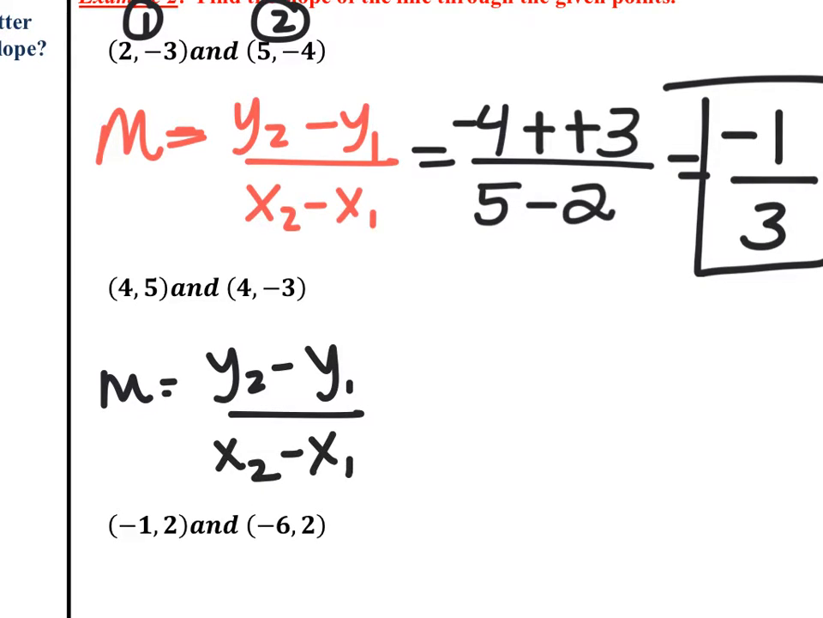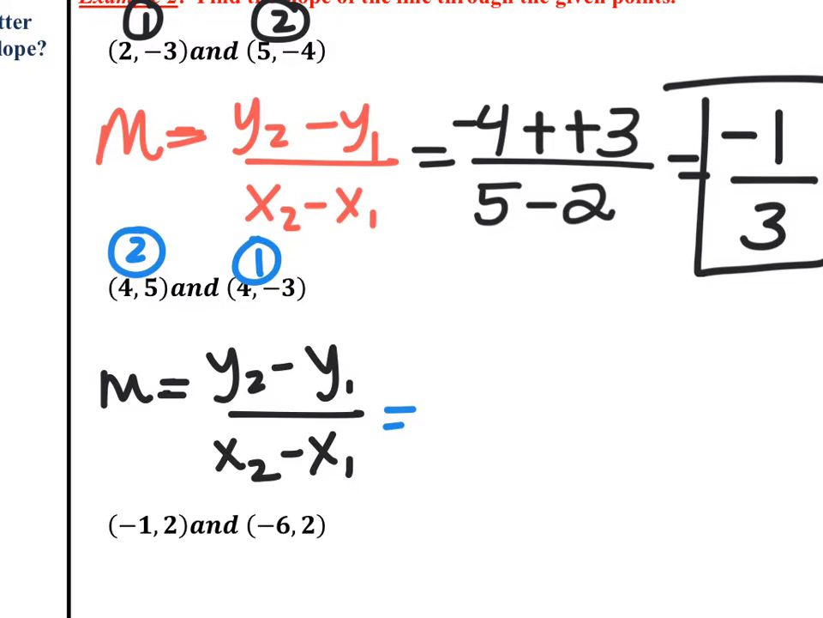Now, I don't care which point you make point 1 and point 2. For this one, I'm going to switch it up. I'm going to make (4, 5) my point 2 and (4, -3) my point 1. I know some of you can do this without actually labeling the points and writing the formula, but then I would argue with you, what about that one time that you don't? And you make a very small mistake that could have easily been prevented. Show your work.